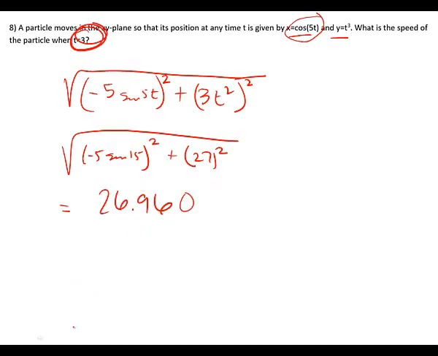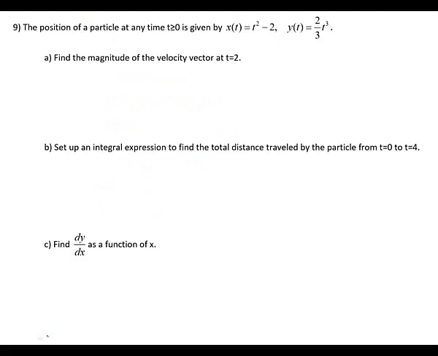All right, we good with 8? Yes. All right, number 9. Okay, the position of any particle at time t greater than 0 is given by this. Okay, we need to find the magnitude of the velocity vector at time t equals 2. So that means I need to take some derivatives.